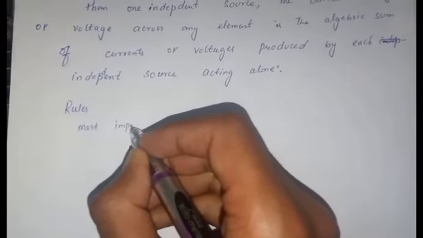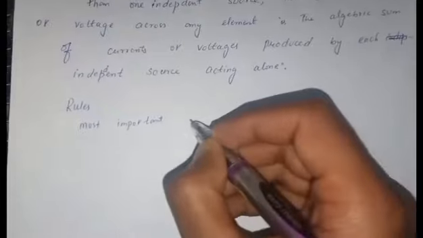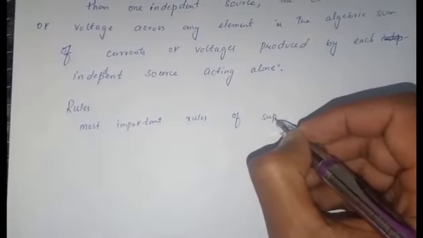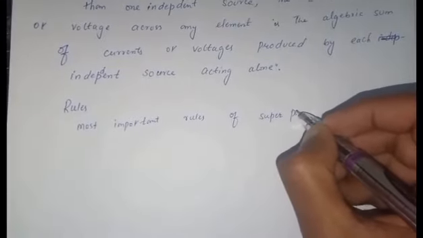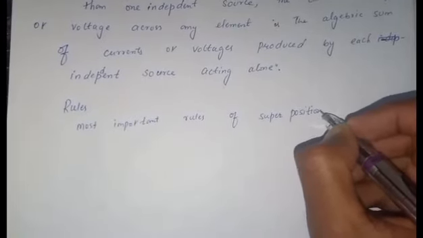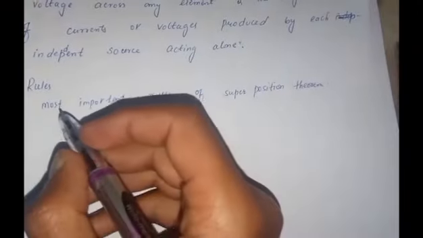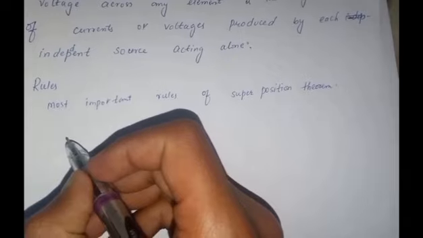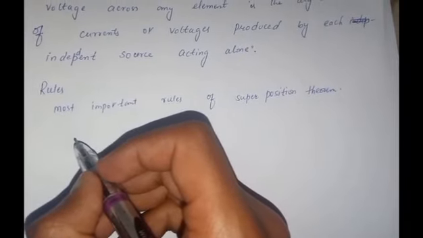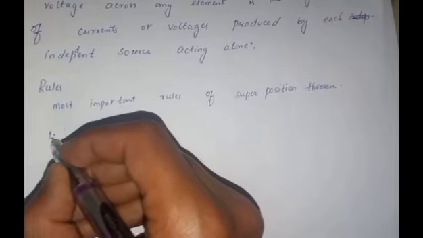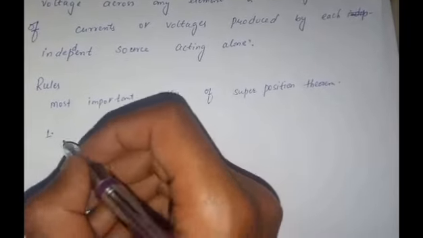Now, we will learn the most important rules of superposition theorem. When we consider one source, we need to remove the other source.